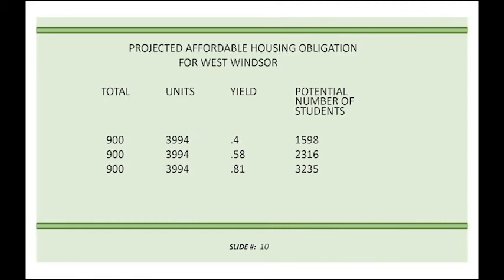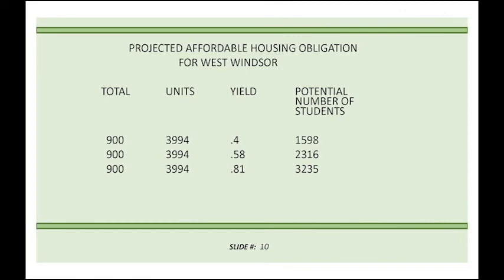Now, if it goes to 0.81, and what 0.81 represents is Woodstone. Now, why is that number maybe a little unrealistic? It's because Princeton Terrace. Princeton Terrace at 0.81. Princeton Terrace is built with no one-bedroom apartments. So that number is most likely a little higher than we would see in an apartment yield.